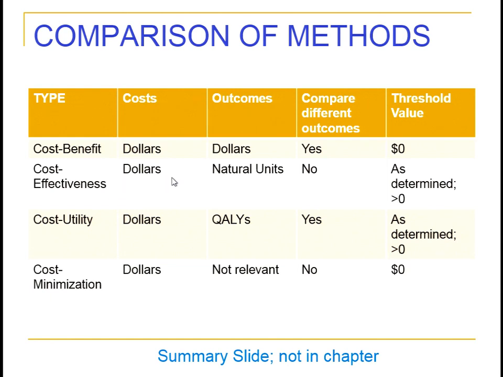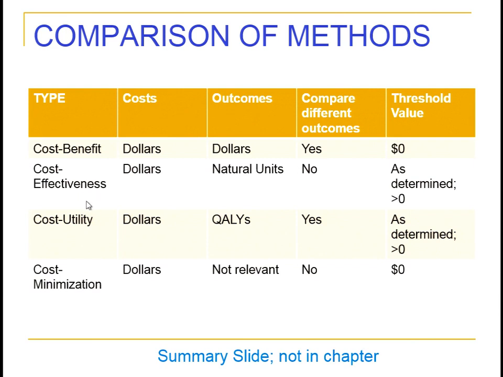Cost effectiveness, your costs are in dollars, your outcomes are in natural units. And these are those echo outcomes of a myocardial infarction prevented, a cure, a hospital day saved. You cannot compare different outcomes since your natural units have to be the same. And the threshold value is as determined. In the larger cost effectiveness models, this is normally $50,000. We are seeing more in the $100,000 range, but it's always more than 0.